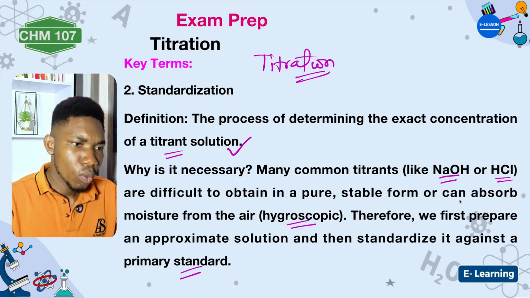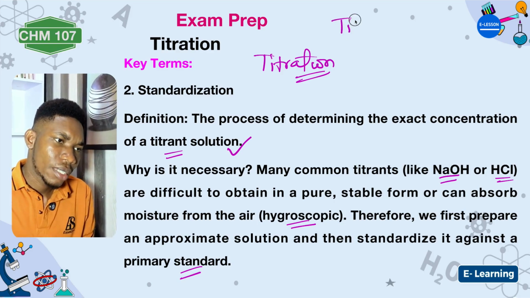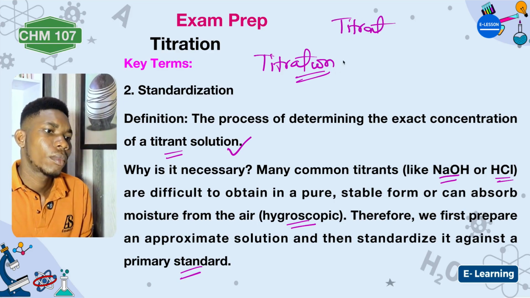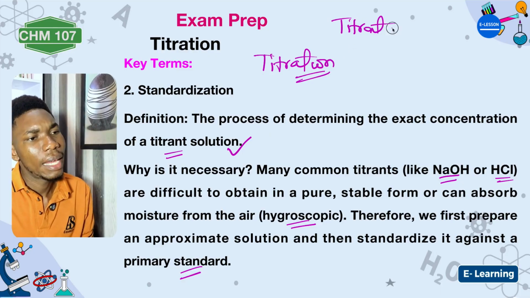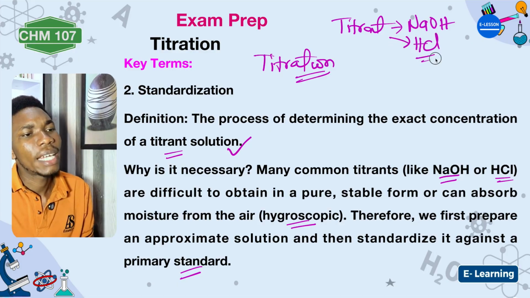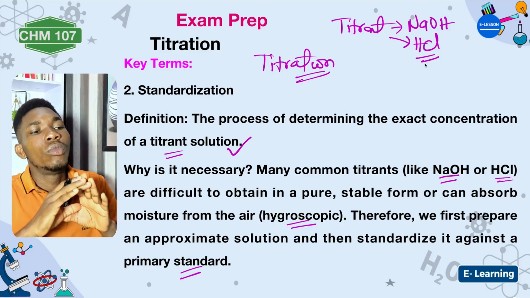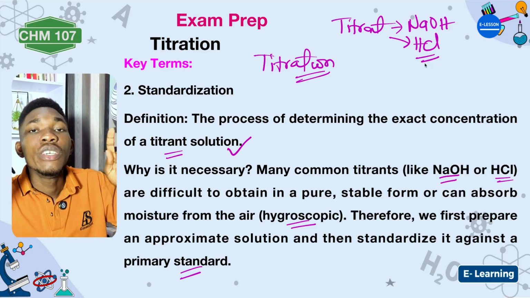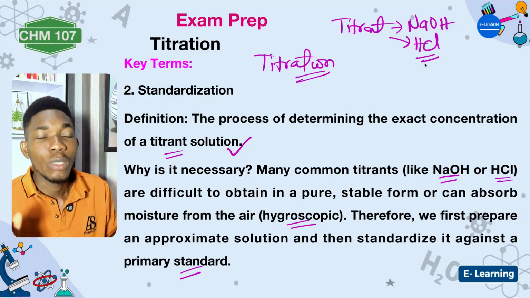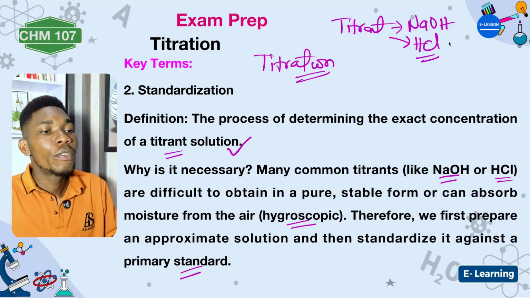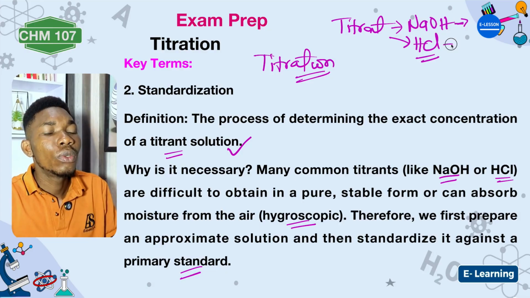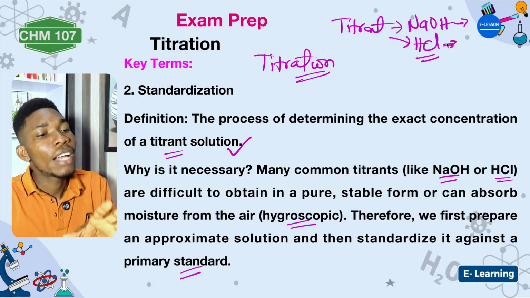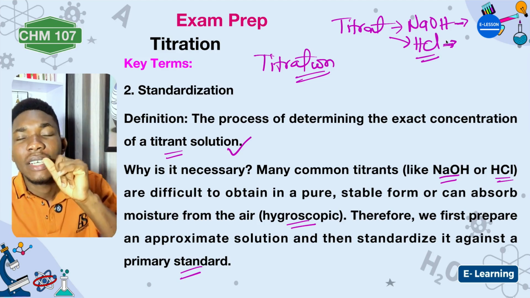Listen. You won't use sodium hydroxide as your titrant. Are you getting it? Or HCl. Either of these. Most of the experiments people did use either sodium hydroxide or HCl as the titrant. Now, normally, it should be known that the concentration of this sodium hydroxide should be accurately known for it to be used as a titrant, and the concentration of this HCl should also be accurately known for it to be used as a titrant.